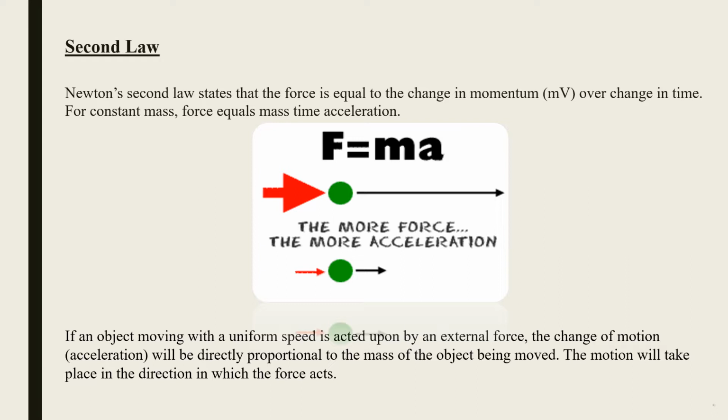If an object moving with a uniform speed is acted upon by an external force, the change of motion, which is acceleration, will be directly proportional to the mass of the object being moved. The motion will take place in the direction in which the force acts.